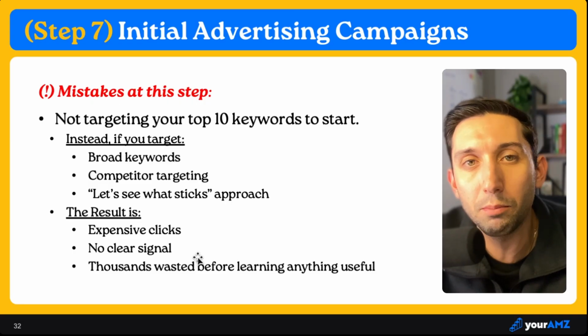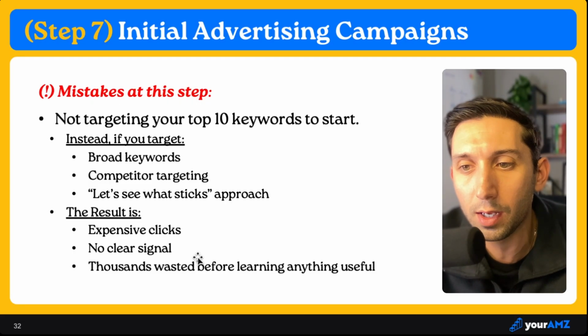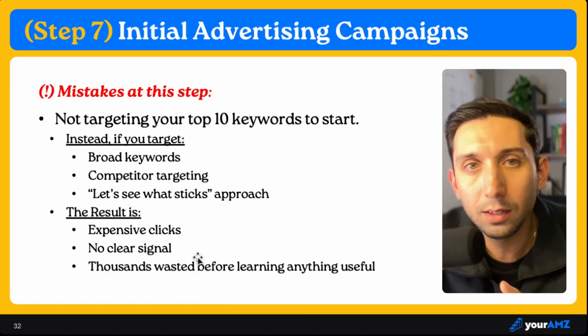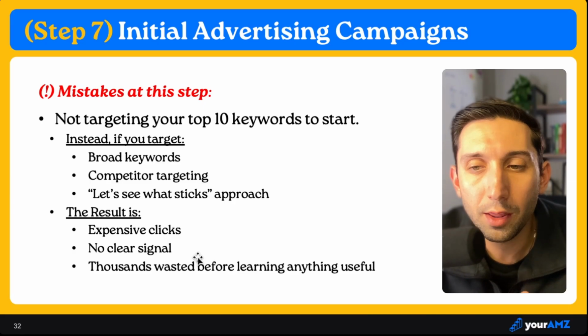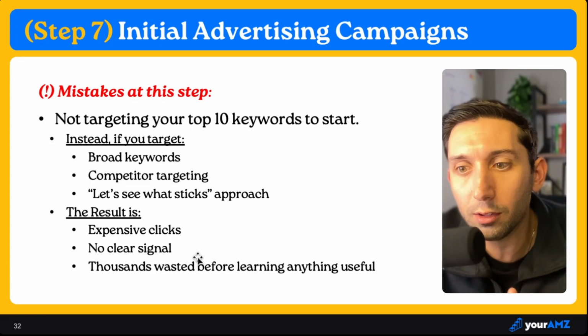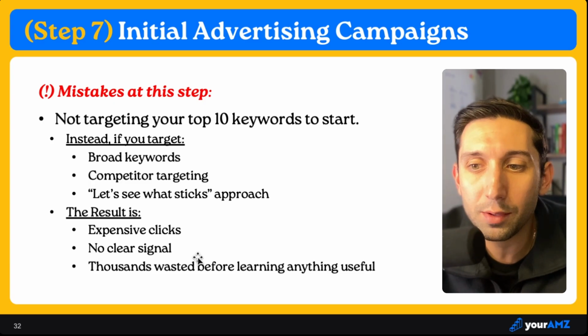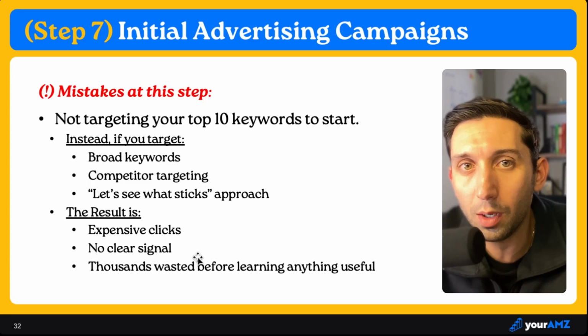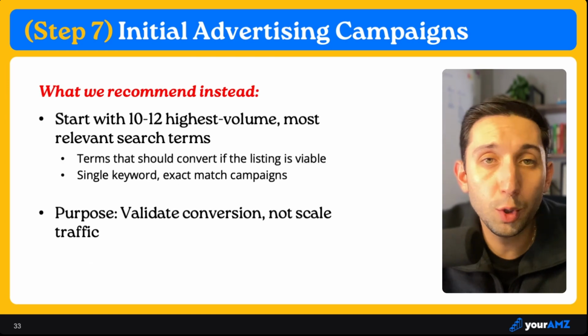Instead, if you target broader keywords like category keywords, competitor targeting, or let's just run a bunch of different keywords and auto campaigns and see what sticks, that is not going to be the best approach. The result of that strategy is going to be expensive clicks, no clear signal, no clear learning, and potentially wasting thousands of dollars without learning anything useful about your product launch. So what do we recommend instead?